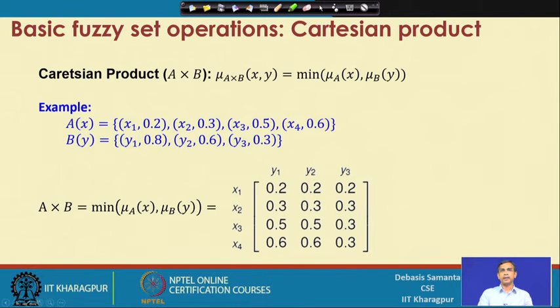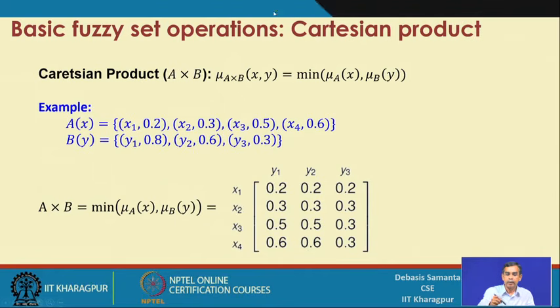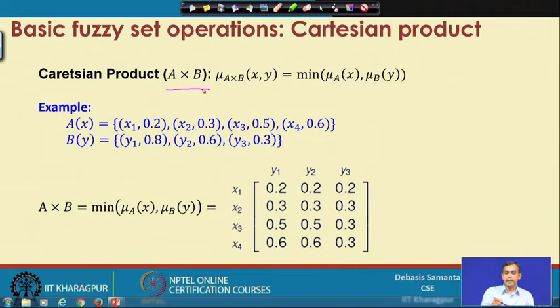Now, another operation which is very frequent in fuzzy logic is called the Cartesian product. The Cartesian product of two fuzzy sets A and B is denoted by this notation, and its membership function is denoted by this notation. We can note that the operation is basically the minimum of mu A(x) and mu B(y). Here again, whenever we say product, it is a product over all elements.